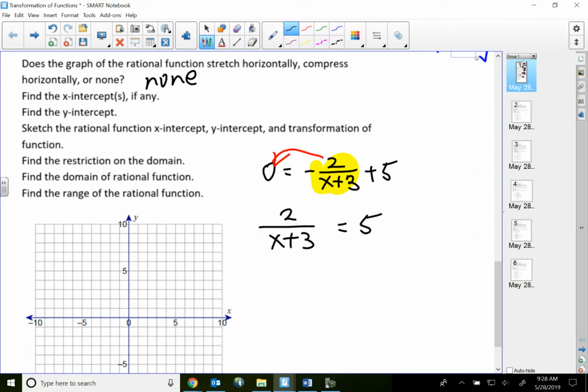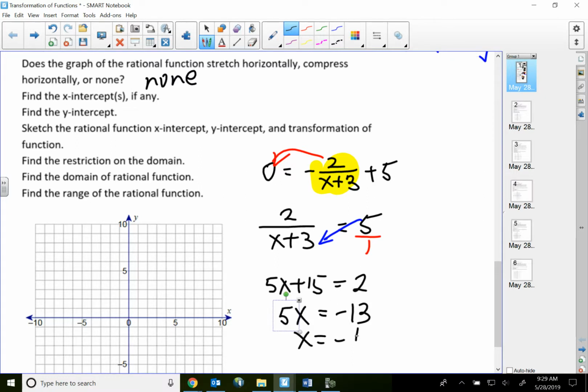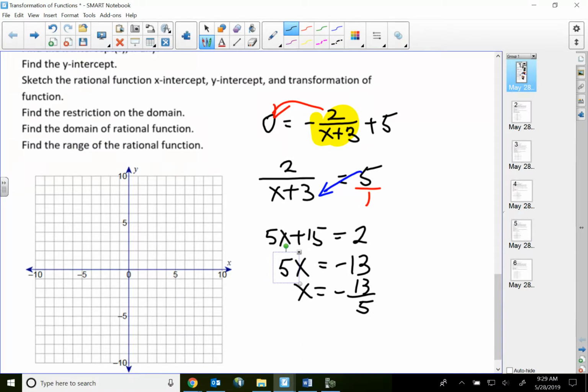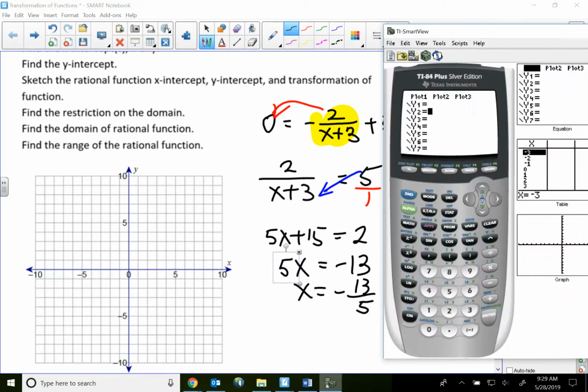Now, since I only have 2 terms, I think the quickest way is using cross product. So that will be 5 times these 2 terms down here, which is 5x plus 15, set equal to 2 times 1, which is 2. So that will be 5x equal to negative 13. x equals negative 13 over 5. Before I can use it to graph, I need to know approximately where it is. Negative 13 over 5 is about negative 2.6.